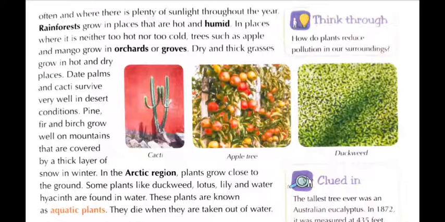The place where it rains often and where there is plenty of sunlight throughout the year, the trees like coconut palms grow in that place. Whereas apple and mango grow in orchards or groves where the climate is neither too hot nor too cold. And dry and thick grasses grow in hot and dry places. And rainforest grows in that place where the climate is hot and humid.